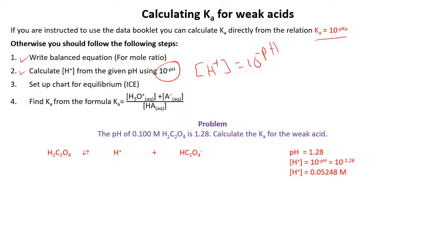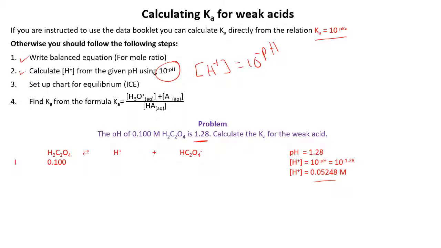So the first step was to write the balanced equation. The second step is to calculate H positive from pH. The pH is 1.28, so the concentration of hydrogen ions is equal to 10 to the power negative pH, which is 10 to the power negative 1.28. So the concentration of hydrogen ions is 0.05248 molar.